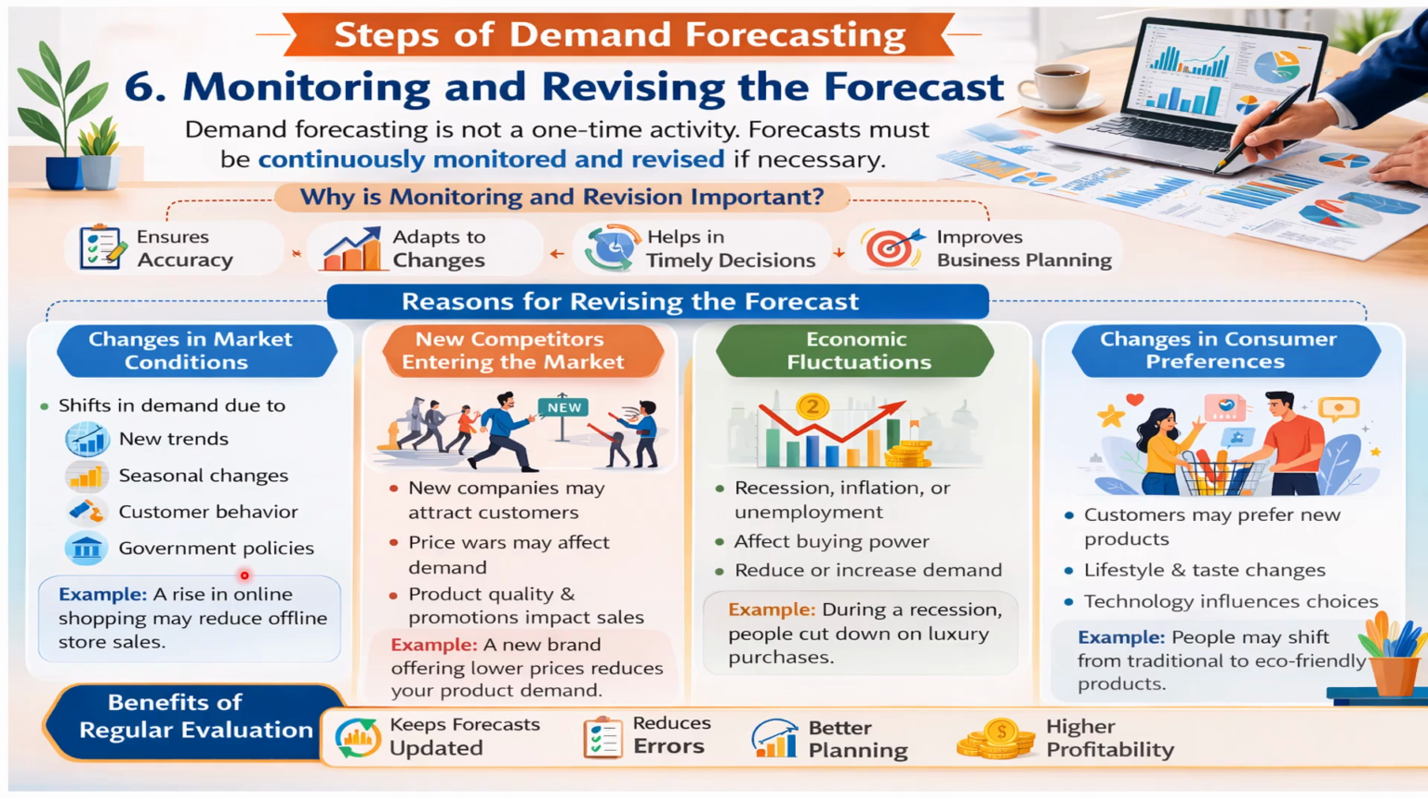The next one is government policies. Government policies may also change due to economic fluctuation. For example, a rise in online shopping may reduce offline store sales. So, these are the changes in market conditions. That's why there is a revising of the forecast.